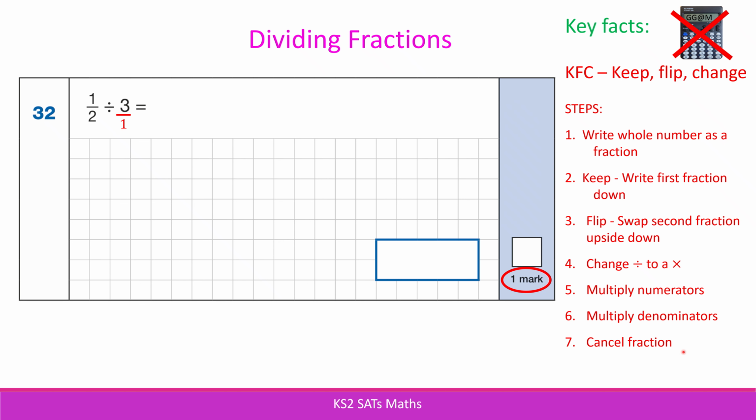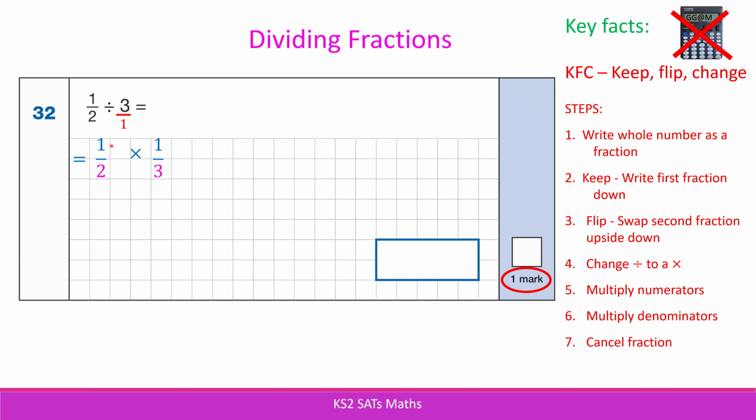Fantastic! So hopefully you've managed to have a go at doing this. So step 1 says write this as a fraction, so we've got 3/1. So we're now going to do KFC. The K stands for keep, so we're going to keep the first fraction, which is 1/2. F stands for flip, so we're going to take this second fraction and we're going to flip it so it becomes 1/3. Then we're going to change the divide to a times.